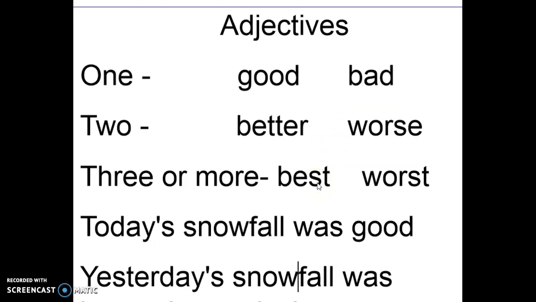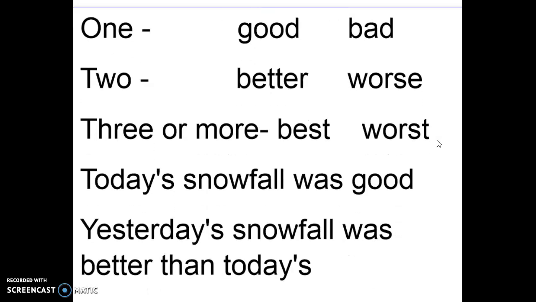Two, if you're going to compare two or more things, the food at the restaurant was better than the food at the other restaurant. So again, remember there's that word than. That again clues you in that there's a comparison. If I want to say the weather today was worse than yesterday, again, I'm comparing the weather of two days.